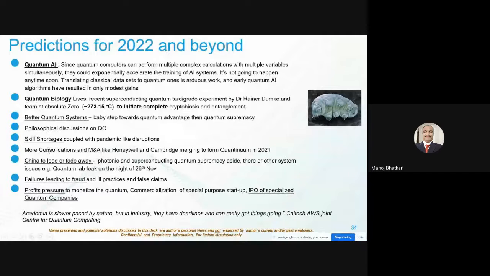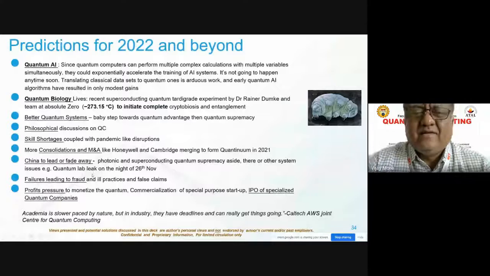Lot of philosophical discussion. The world is not black and white. The world is not 0 and 1. There are a lot of discrete steps in between, right? Skills shortage will be a big question. So if you want to create a next generation of quantum engineers, quantum computing professionals, you Bhatkar sir, should.